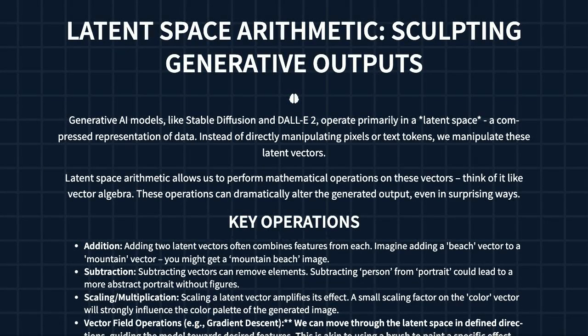Okay, let's talk about how we actually control generative AI. It's not just asking for an image, it's understanding that these models work in a hidden space called latent space. Think of it like a highly compressed version of the final picture. The really cool part is that we can do math on those compressed representations, simple things like adding, subtracting, or scaling vectors. Adding one vector to another might combine two different concepts, so you could add beach to mountain and suddenly have a mountain beach. Subtracting can remove elements, and scaling lets us boost or diminish the influence of particular features. It's like having a digital paintbrush that responds to mathematical commands.